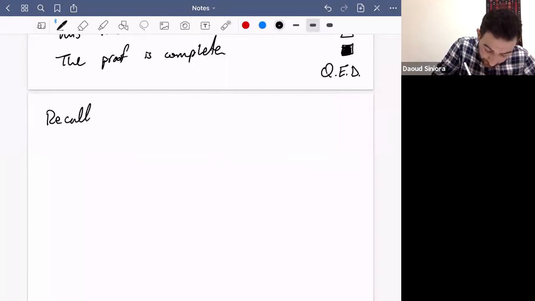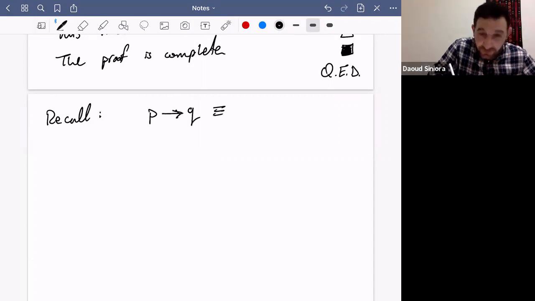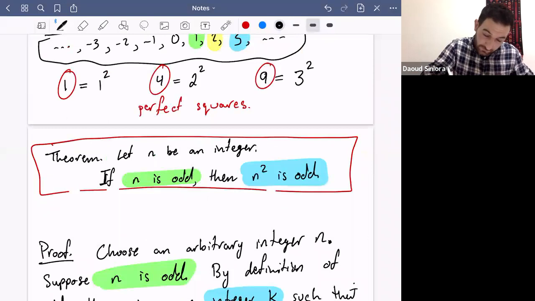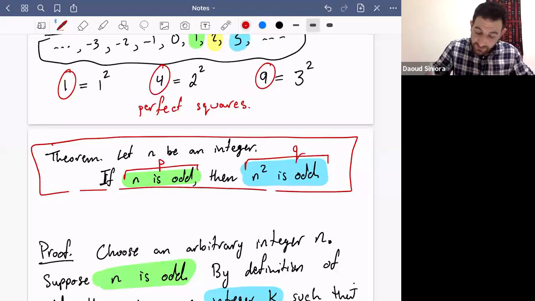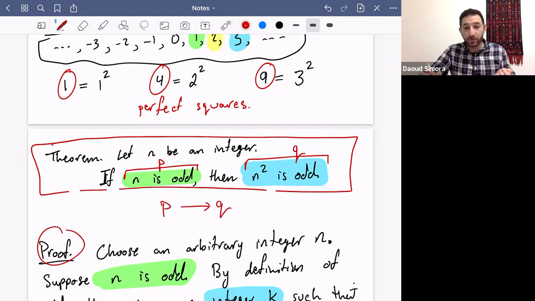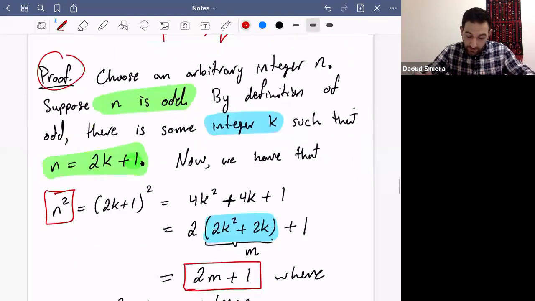So let me recall that P implies Q is logically equivalent to its contrapositive, which is not Q implying not P. So if the hypothesis is P and the conclusion is Q, then since we proved this is true, so we proved that this conditional statement is true, P implies Q is true, we know that its contrapositive is also true because it's logically equivalent to it. It has the same truth value. So let's write down the corollary.